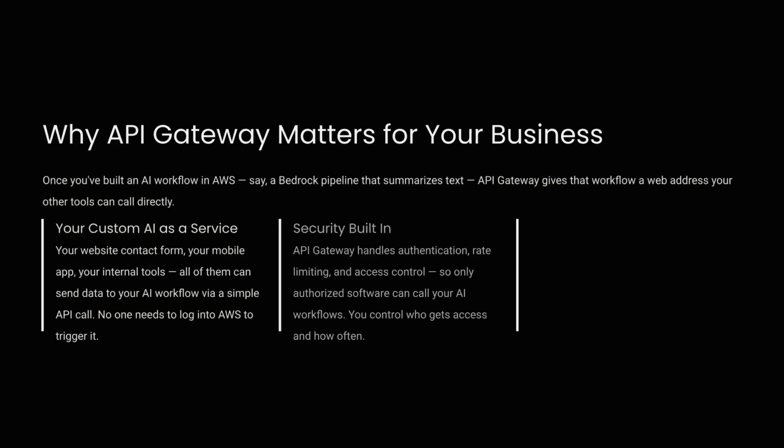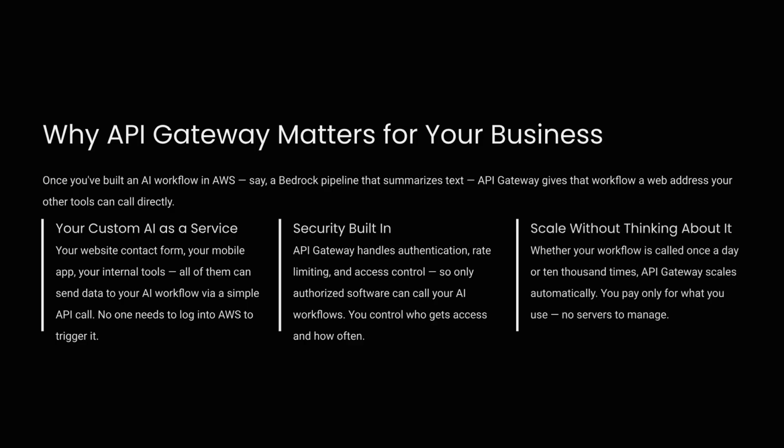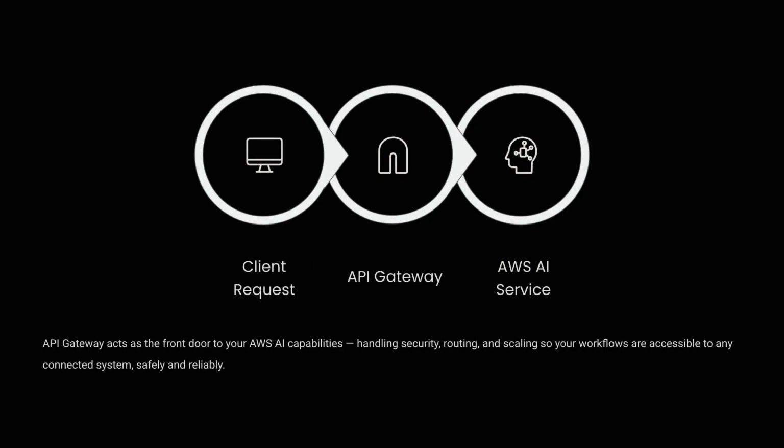It includes built-in security features like authentication and rate limiting, and scales automatically, so you pay only for what you use. API Gateway acts as the secure front door to your AWS AI capabilities. It handles security, routing, and scaling, ensuring your workflows are reliably accessible to any connected system.